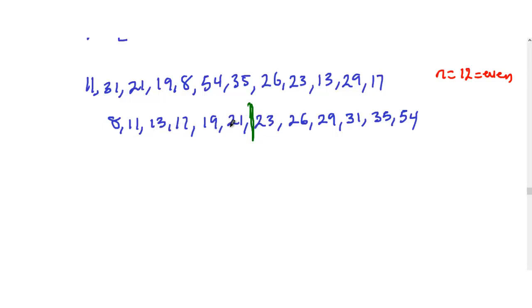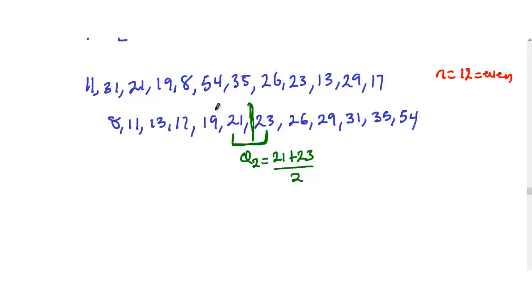And of course, for you to get any of the quartiles, you must first get the median of the whole data. So the median will now be the average of these two numbers. So the median, that is Q2, will be 21 plus 23 divided by 2. Basically, we are not interested in Q2 anyway.